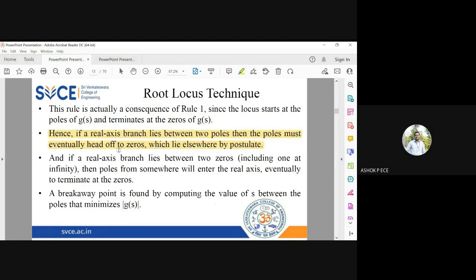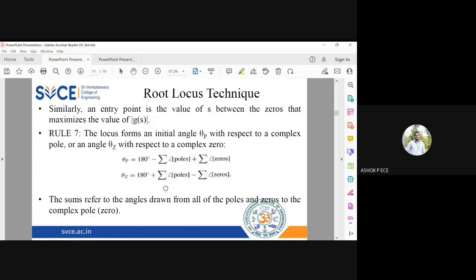It definitely has to travel from poles to zero. So definitely when you have a branch between the poles, it has to go away from the poles. And if the real axis lies between two zeros, then eventually it will terminate in zeros. So the breakaway point you have to find using the formula mentioned there.